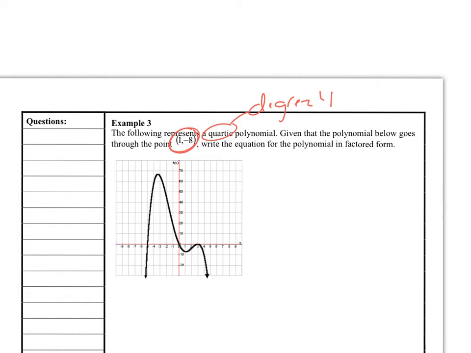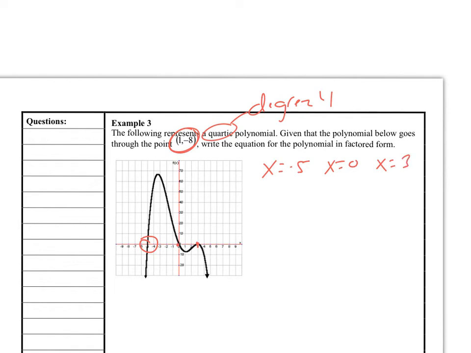We first have to take a look at the crosses versus bounces. So I take a look right here. I have a cross at negative 5, so x equals negative 5 is crossing. I have it crossing here at 0, so x equals 0. That should be pretty easy. And then again right here at x equals 3.